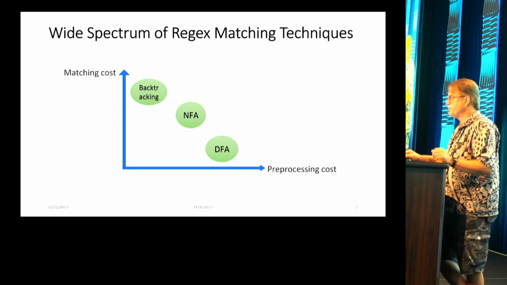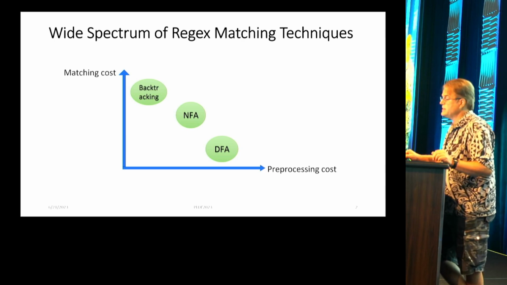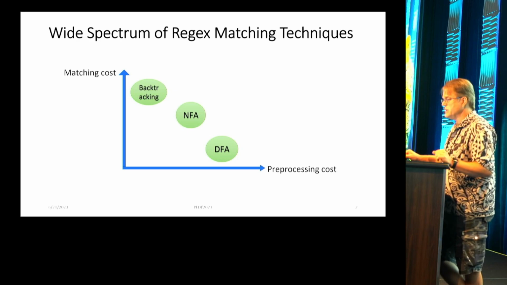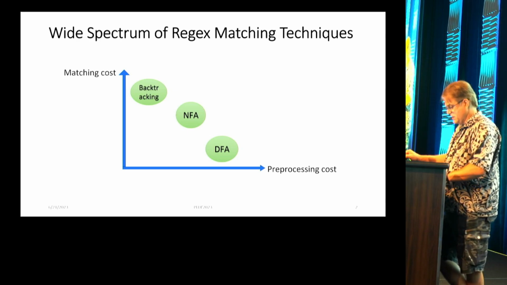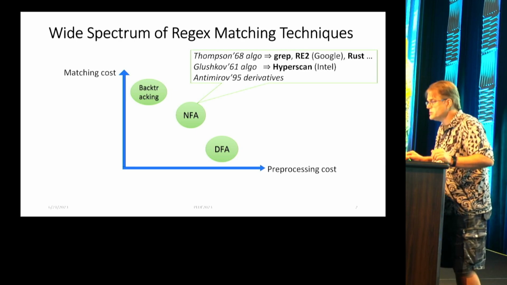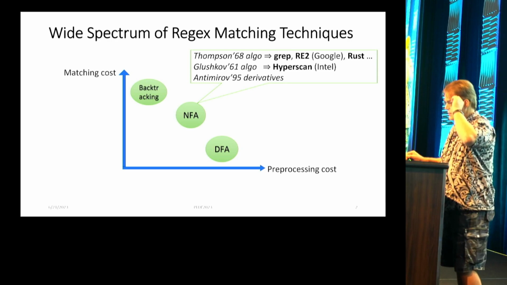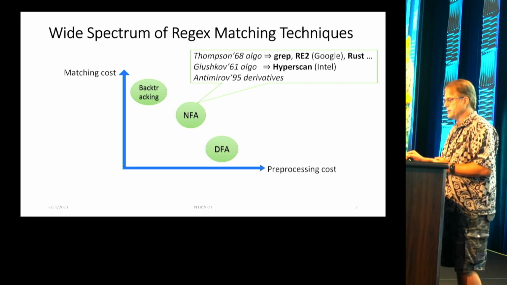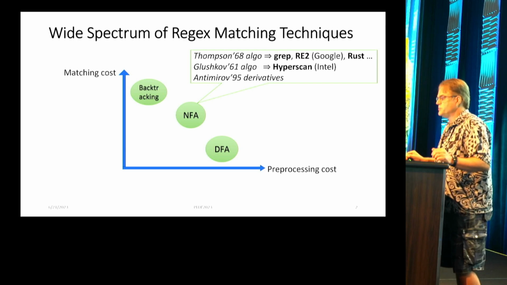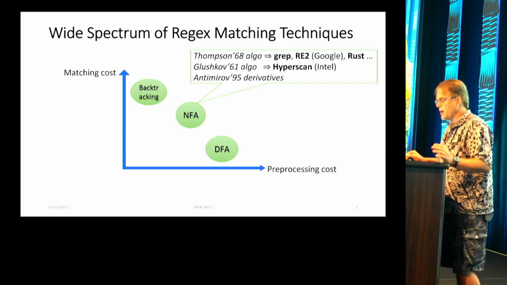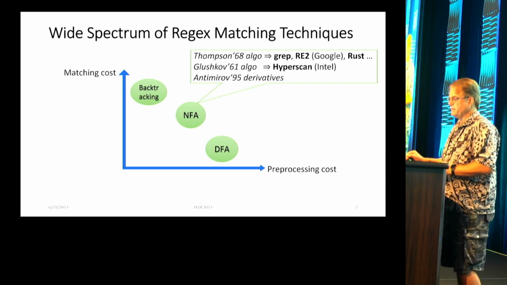Let me start by giving a high-level overview of what kind of matching algorithms exist and what the trade-offs between them are. On one hand, you can build very efficient, very fast matching with backtracking. It's very general. But you can also use NFAs, which require more pre-processing, but avoid some problems with backtracking, such as exponential behaviors, and provide more linearity in the matching process. Examples would be Thompson's algorithm, which the most well-known regular expression matchers are based on. Then there is Glushkov's algorithm that Hyperscan is based on. And there are also Antimirov derivatives.